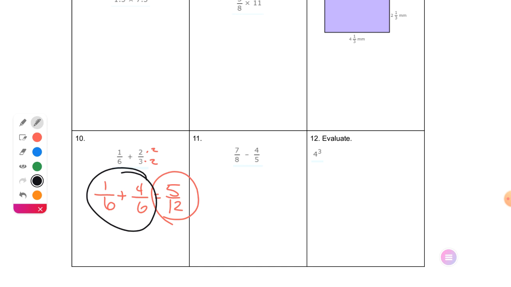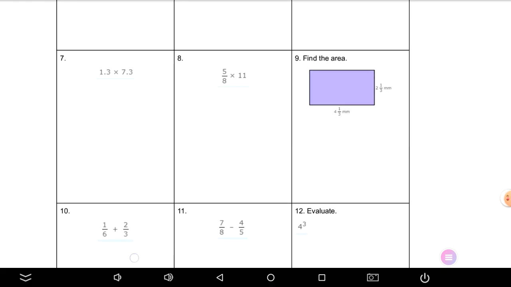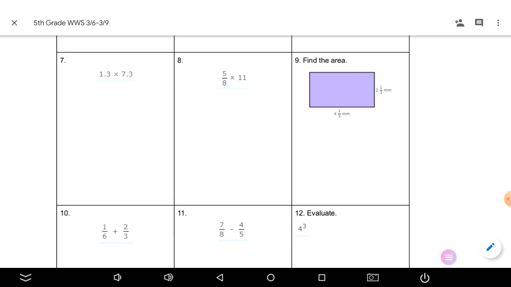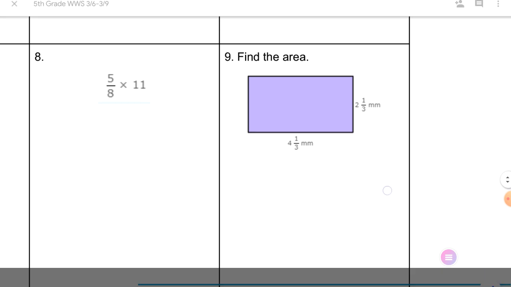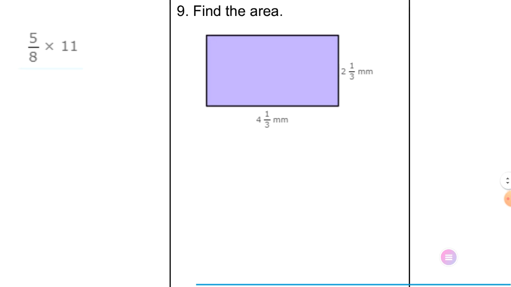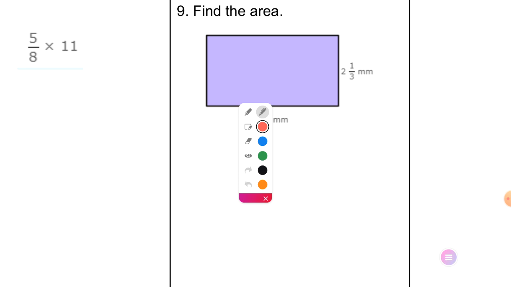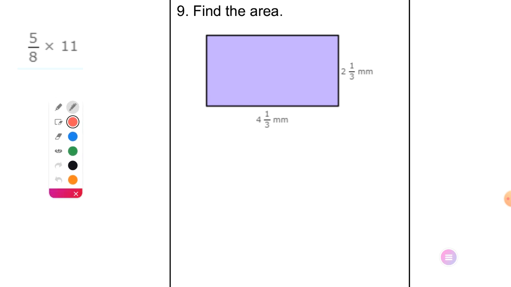Okay, the one I want us to do together, if you miss number 9, I want you to work it with us down at the bottom. So if I had number 9 circled on your paper, that means you missed it. How do we find the area of a rectangle, Rory? Length times width. Okay? So we take 4 1/3 times 2 1/3.